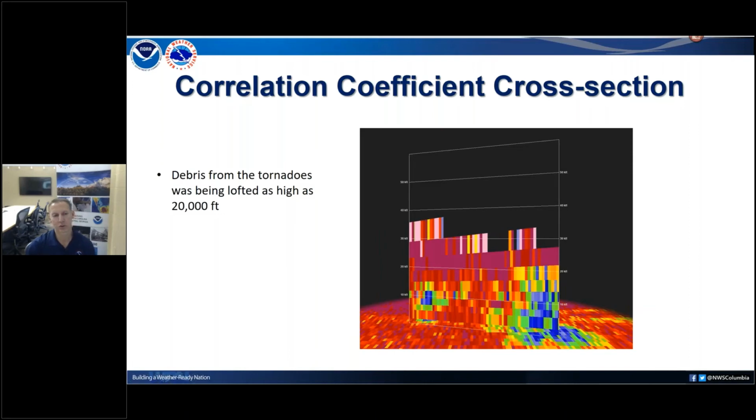And you hear these stories with these significant outbreak events where people find letters or photos from somebody else 30 or 40 miles away from the storm itself, from where the tornado actually occurred, and this is how it happens.